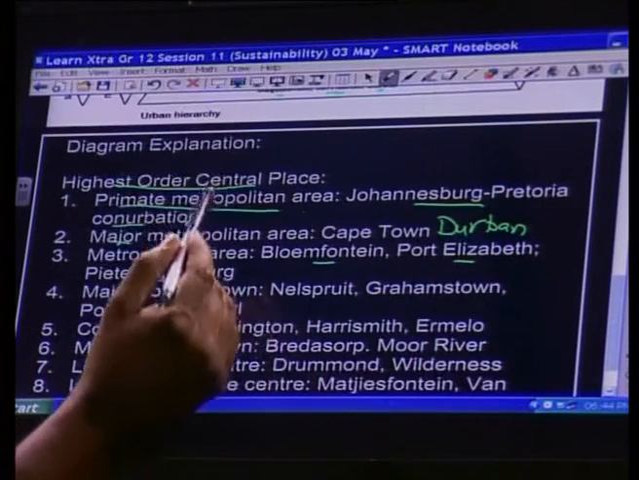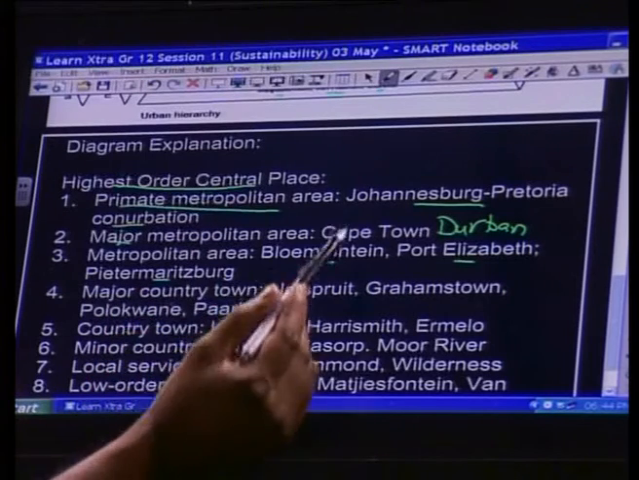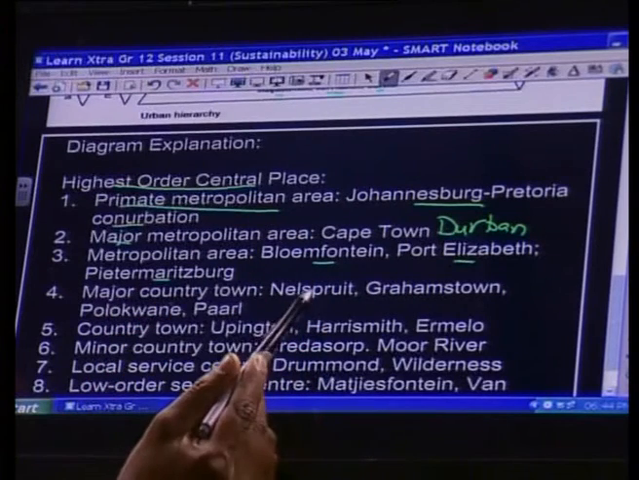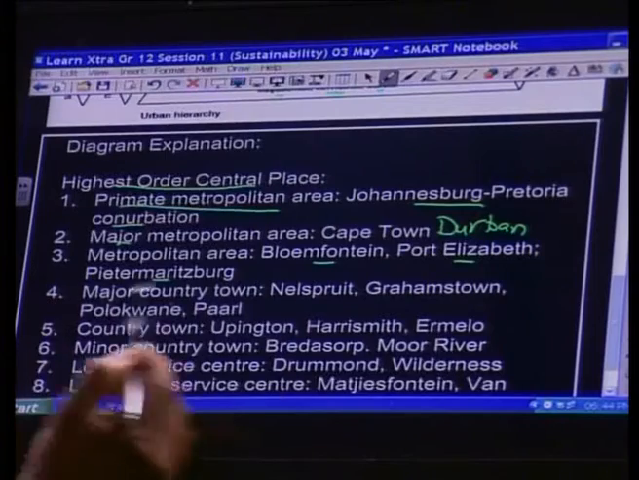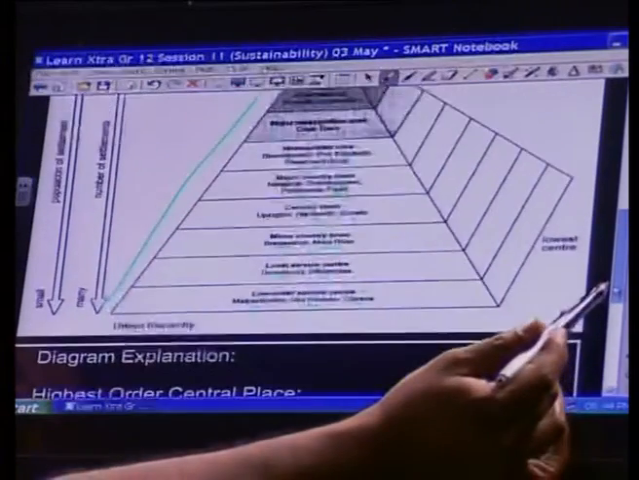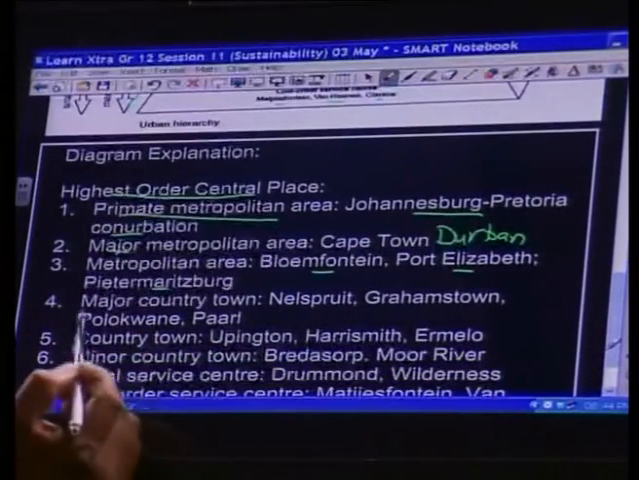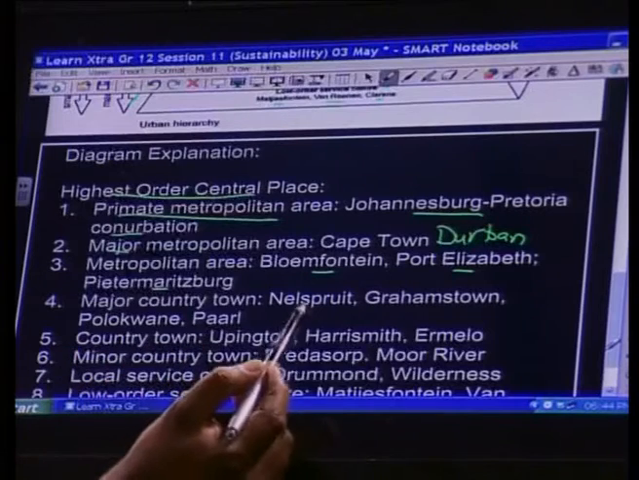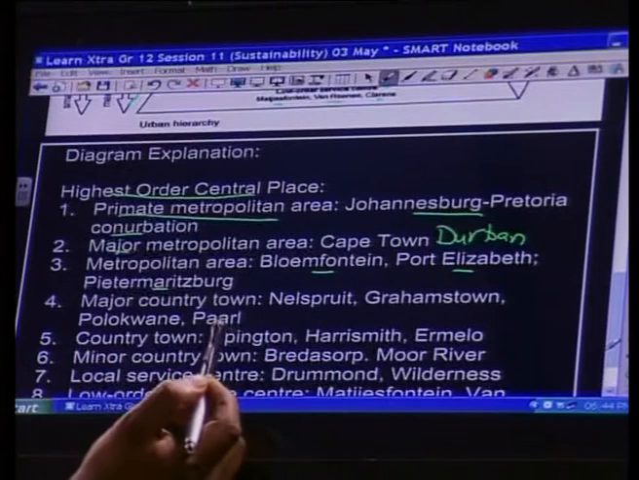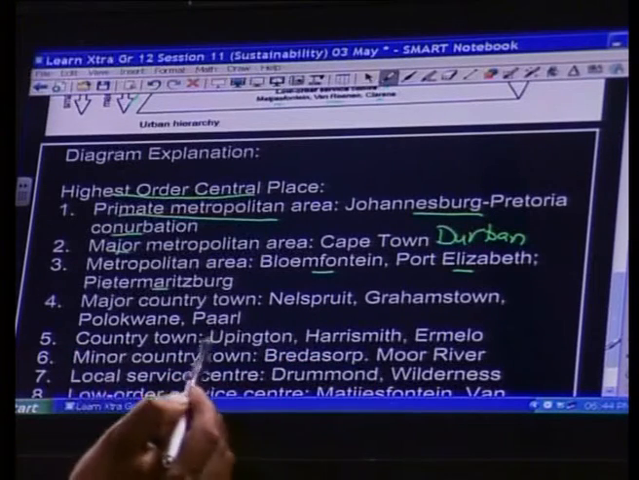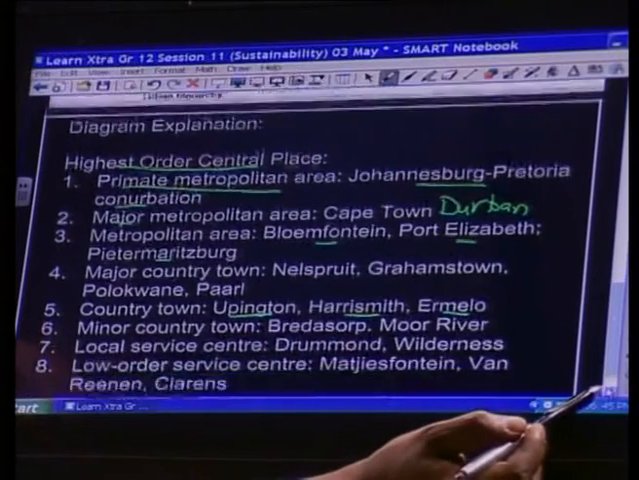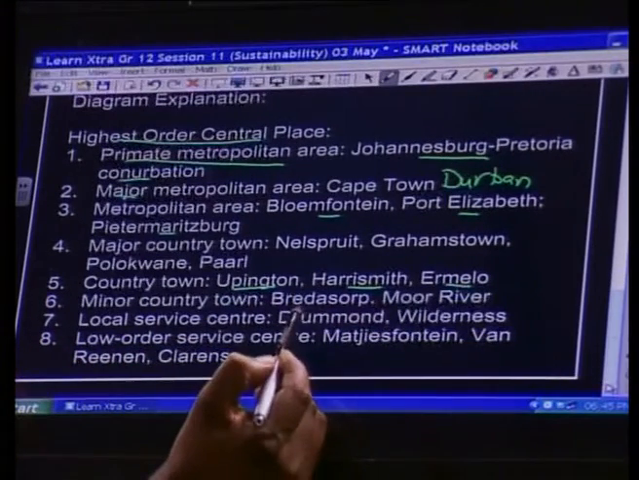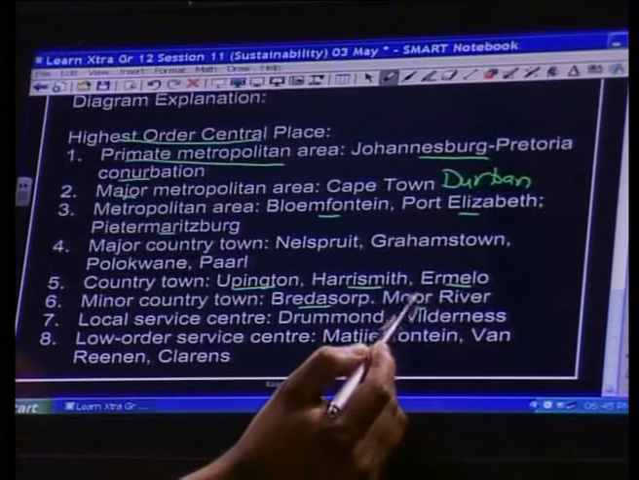Note as we're moving down each explanation, the size of the city is actually decreasing. However, in terms of the hierarchy, the number of settlements increases. Major country towns, example Nelspruit, Grahamstown, Polokwane, and Paarl. Country towns, Upington, Harrismith, Ermelo. Moving further on, minor country towns, Bredasdorp, Mooi River.